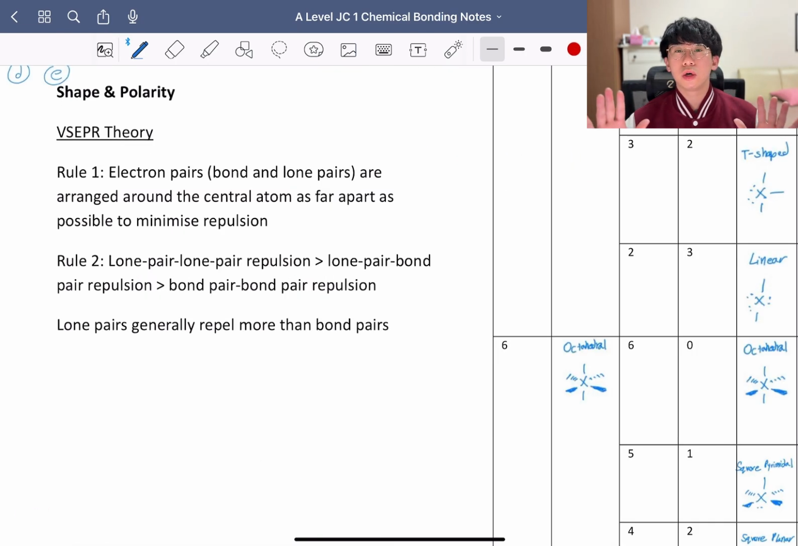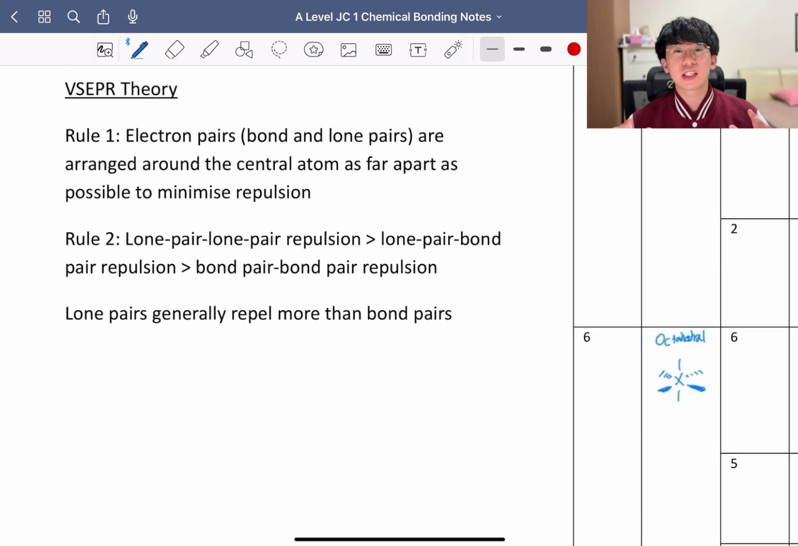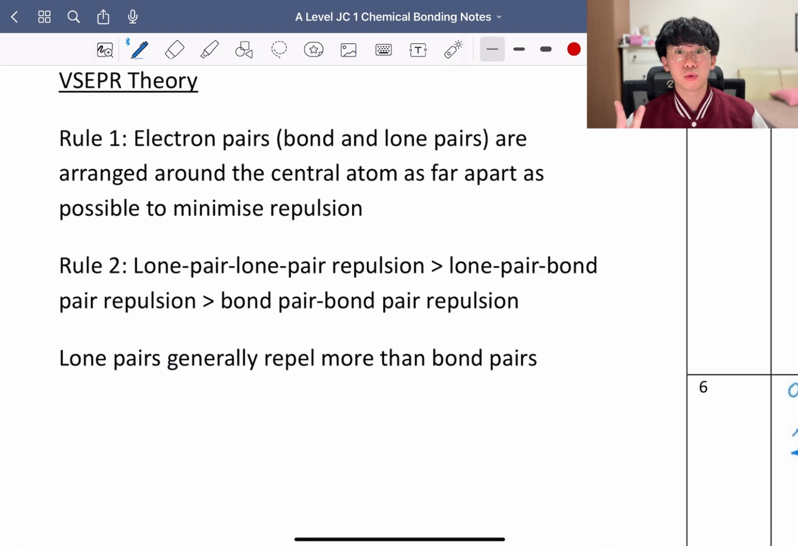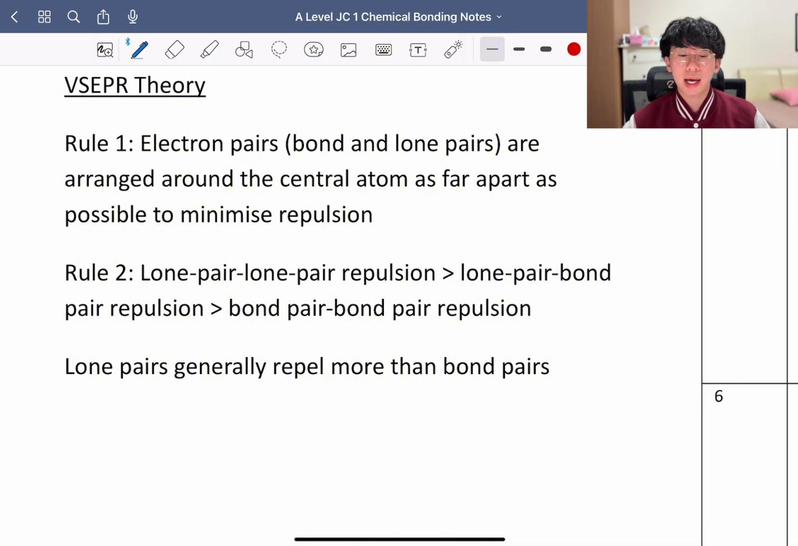Now we will move on to something that is more unique to the JC syllabus. I'm talking about shapes and polarity. Shapes of molecules are generally determined by the number of bond pairs and the number of lone pairs, plus some additional rules. Here we have this theory called the VSEPR theory, which stands for the valence shell electron pair repulsion theory. It consists of 2 rules. One is electron pairs must be arranged around the central atom as far apart as possible.